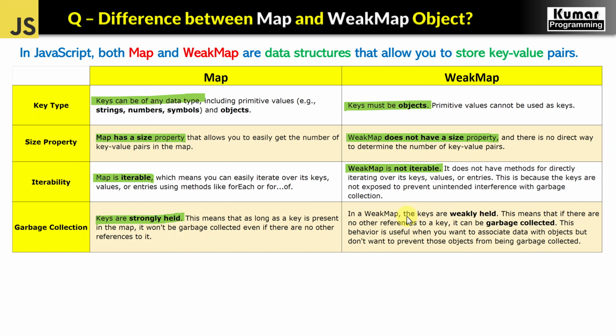On the other side, in WeakMap, keys are weakly held. It means that if there are no other references to the key, it can be garbage collected. Okay, and this behavior is useful when you want to associate data with an object but don't want to prevent those objects from being garbage collected. Okay, now let's understand in the code what exactly it is.